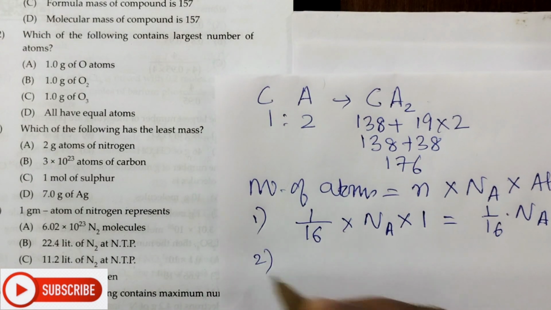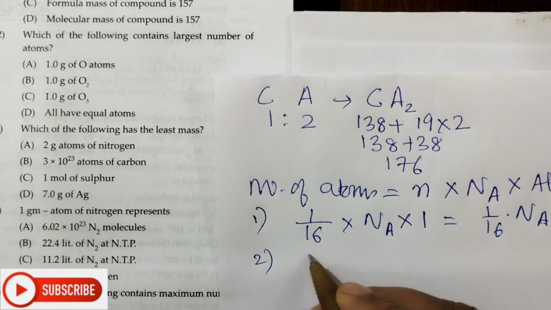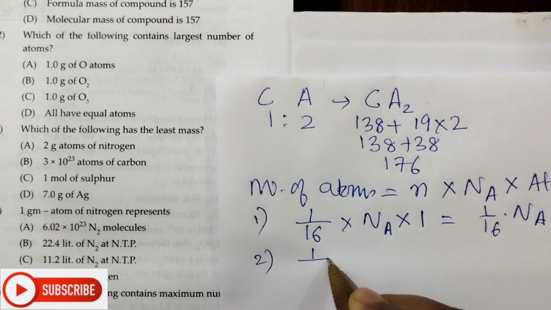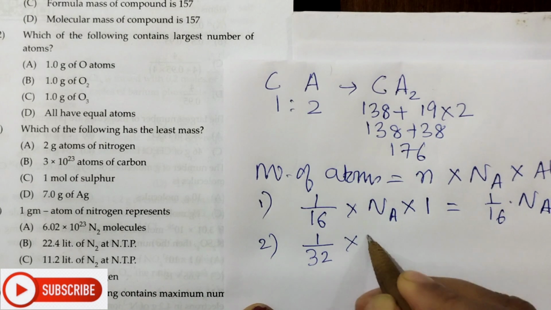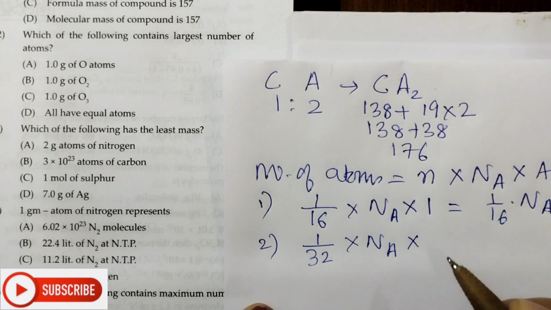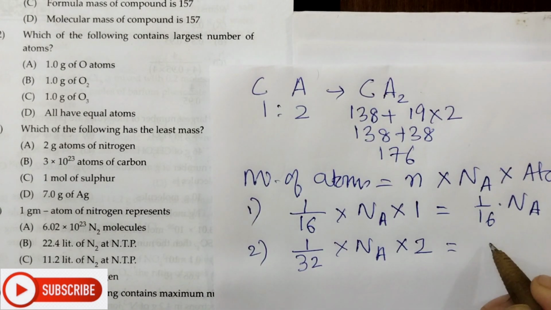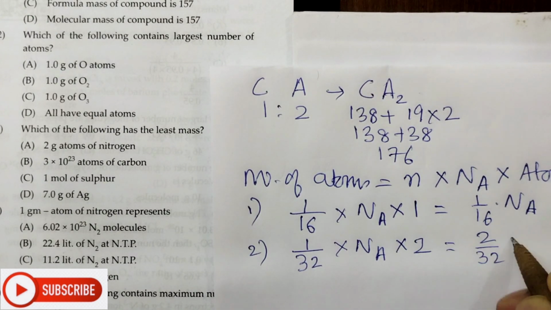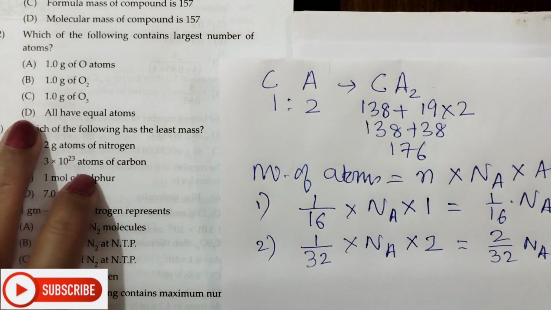Come to the second option, they have given 1 gram of O2 molecule. So it will be 1 divided by the molar mass of oxygen molecule, which is 32, into Avogadro number. What is the atomicity of the O2 molecule? It is 2. So this will be 2 by 32 Avogadro number. So that is again 1 upon 16 Na. Right? Come to the third option.